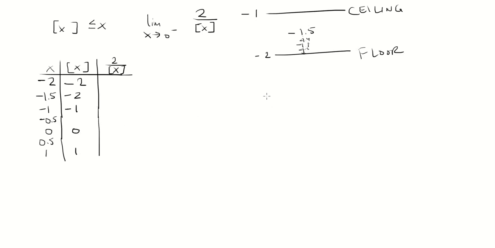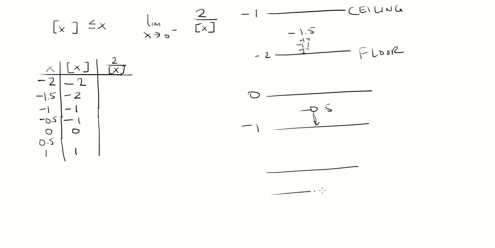Now with -0.5, we know -0.5 is between 0 and -1. So the integer part, think of it as a floor, this falls down to -1. And then with 0.5, we know 0.5 is between 0 and 1. So if this falls down, that's going down to 0.